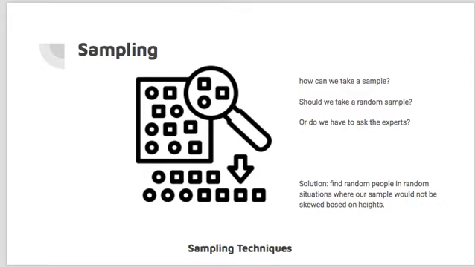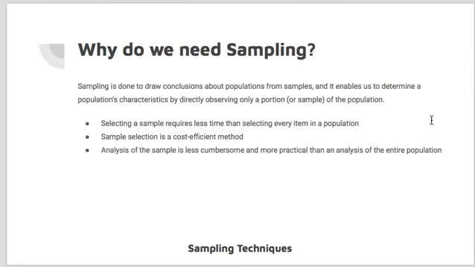So, what is the solution? How can we take a sample? Randomly. It's not like going and taking the basketball players. The solution is to find random people in random situations, wherever our sample would not be skewed based on heights. The skewing is the particular skewing towards a particular situation. So the sampling techniques have to be adopted blindly, not going for any sample by going by the experts.